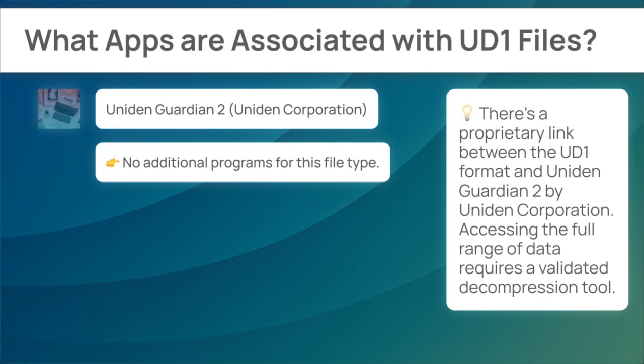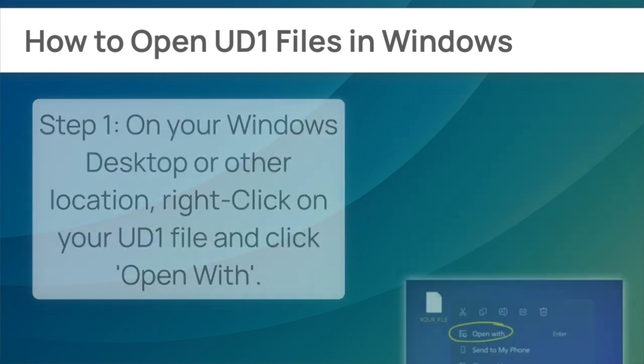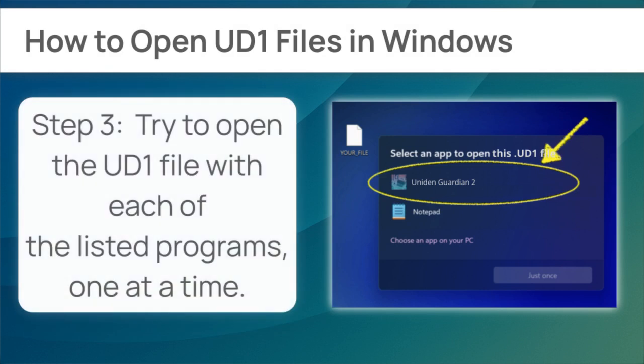Windows can play many video formats using built-in or installed media players. Open the menu by right-clicking your UD1 file and choosing Open With. Try Uniden Guardian 2 first. If it's absent, select another program. This trial and error approach is critical for diagnosis.